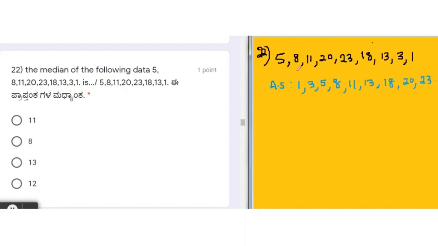So let me check how many observations are there. 1, 2, 3, 4, 5, 6, 7, 8, 9. So after arranging the numbers in ascending order, we have to find n plus 1 by 2, as the observations are 9. If n is odd, median will be n plus 1 by 2. So 9 plus 1 by 2 is 10. 10th observation by 2 is 5th observation. So median will be the 5th observation. So here 5th observation is 11. So median is 11. Correct option for this question is 11.